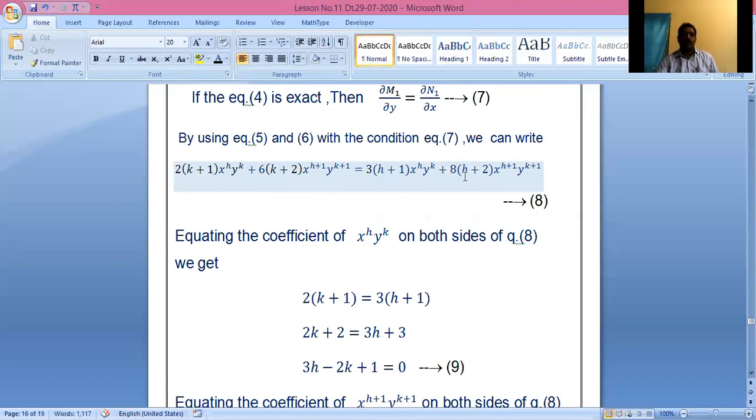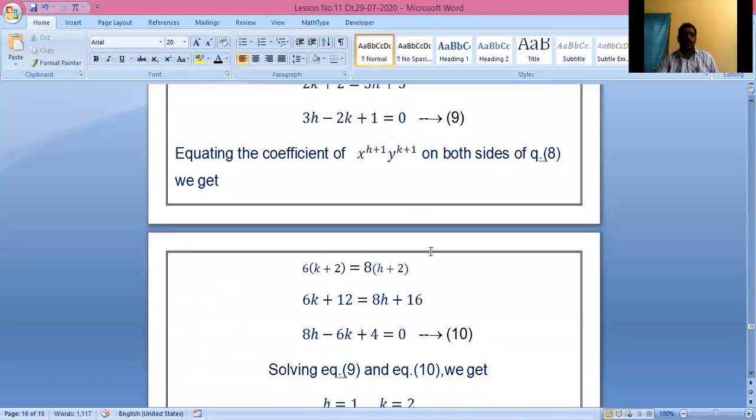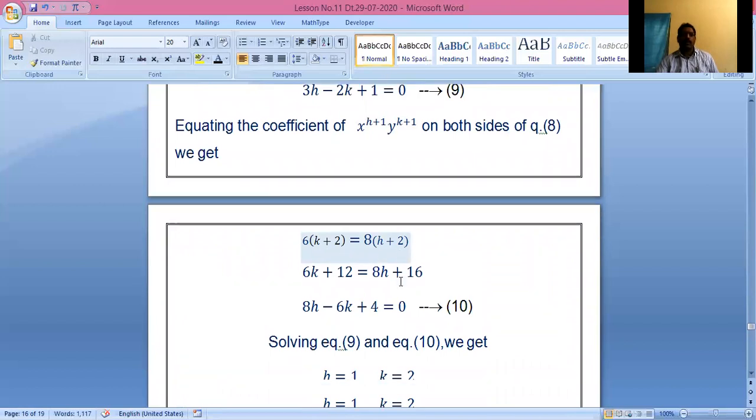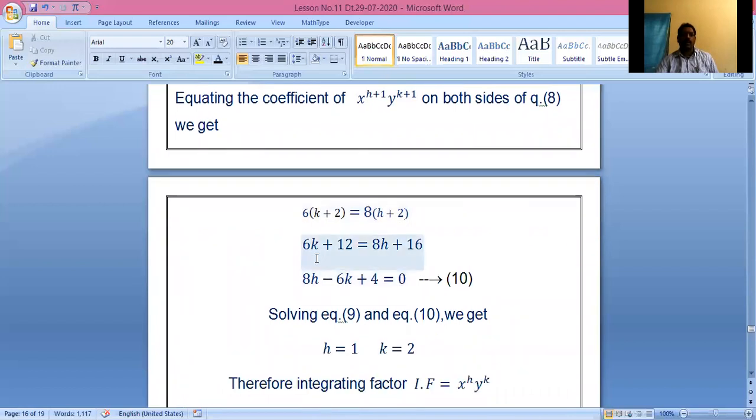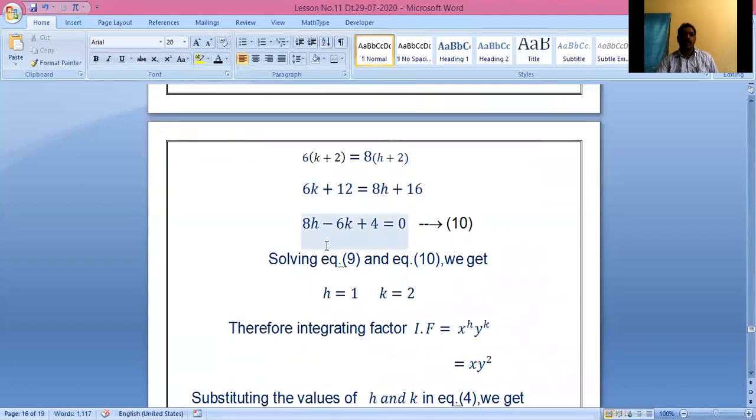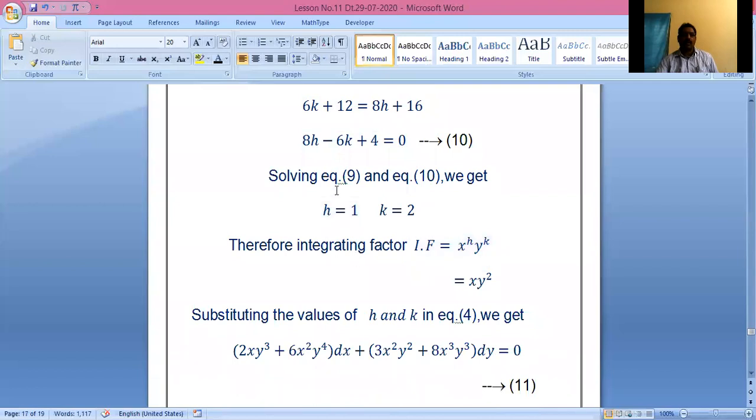On the right side, x to the power of h plus 1, y to the power of k plus 1, the coefficient is 8 into h plus 2. By equating these two, we get 6 into k plus 2 is equal to 8 into h plus 2. That implies 6k plus 12 is equal to 8h plus 16. That implies 8h minus 6k plus 4 is equal to 0. Let this equation be 10. Solving equations 9 and 10, we get h is equal to 1, k is equal to 2.